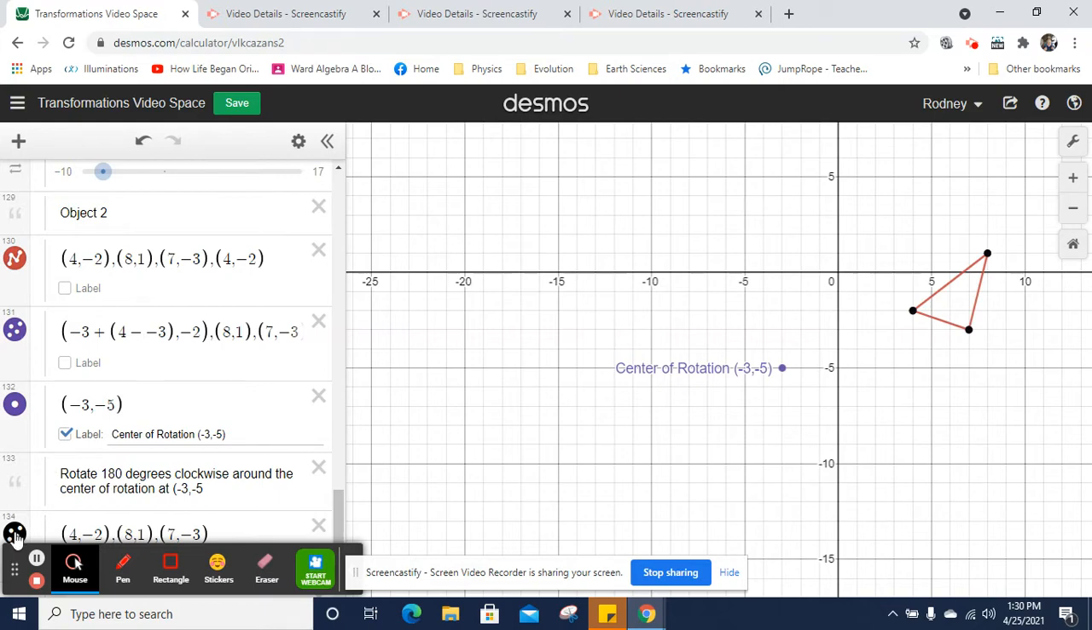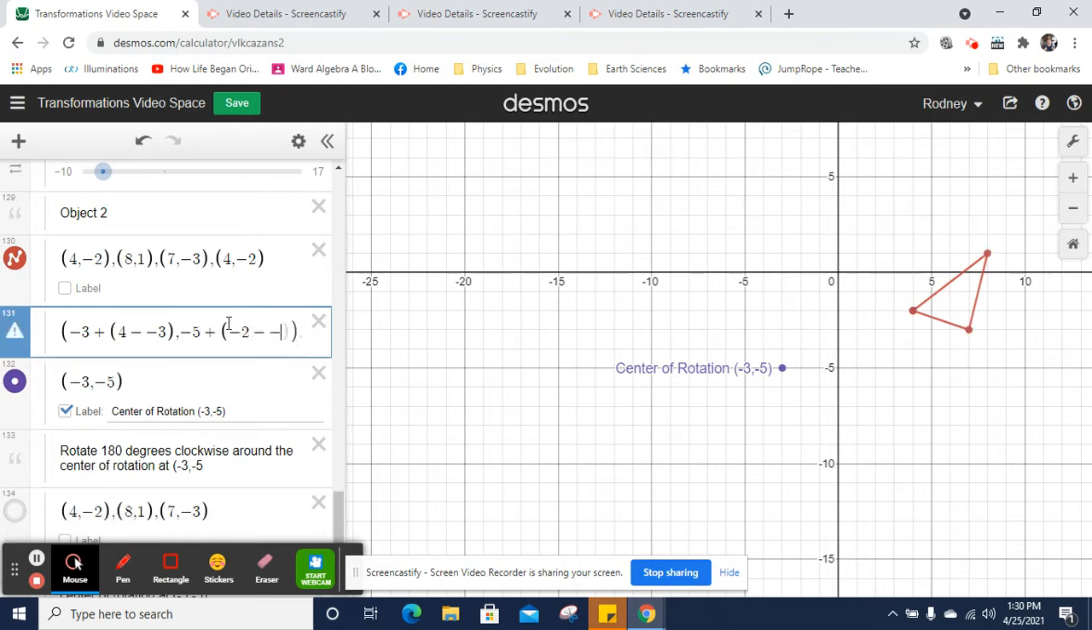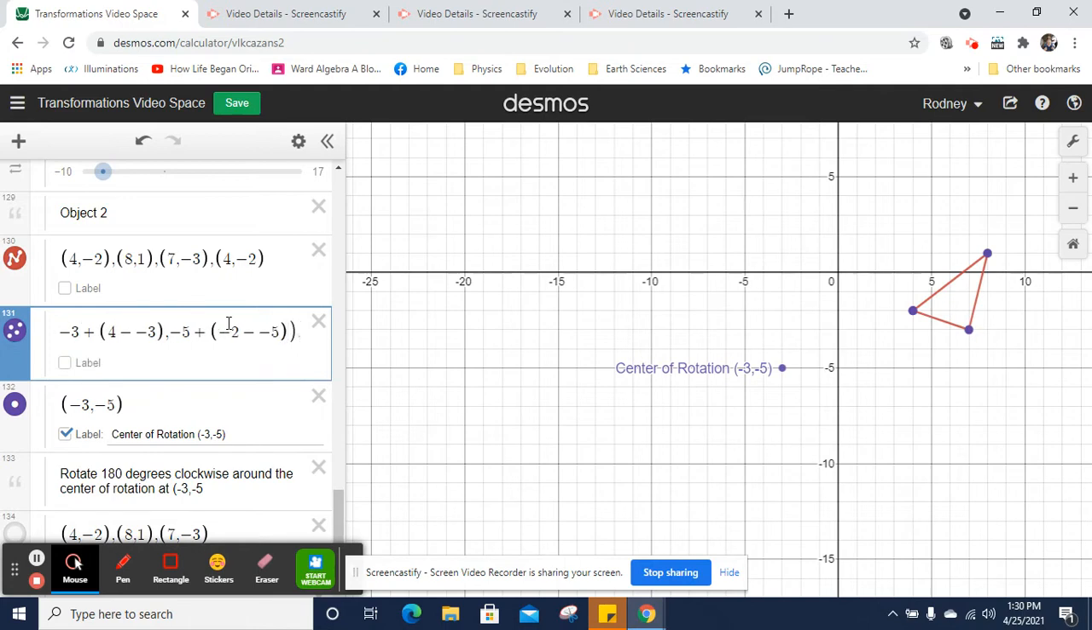That will now be purple. So this point is in the right place. Now the y part will be -5 plus -2 minus -5, and that's basically -5 plus 3. So that's going to be -2, which is what we had. All right, so let's keep going with this.